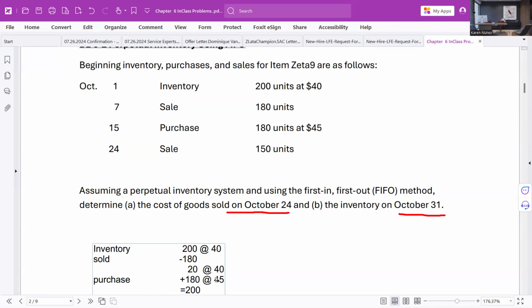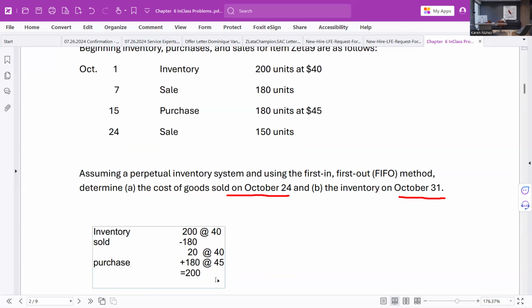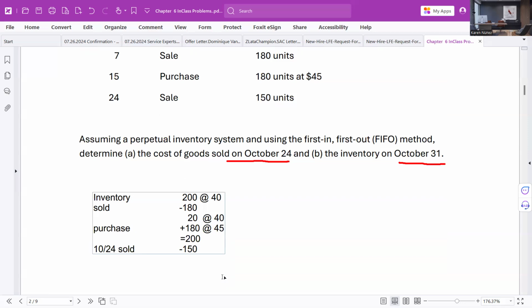And now we get to what we're interested in, which is the 24th. Now it's 10/24, and what's happening? We made a sale. We sold 150 units, so now it's minus 150 units. And we need the cost of goods sold. Where are the costs coming from for the 150 units?